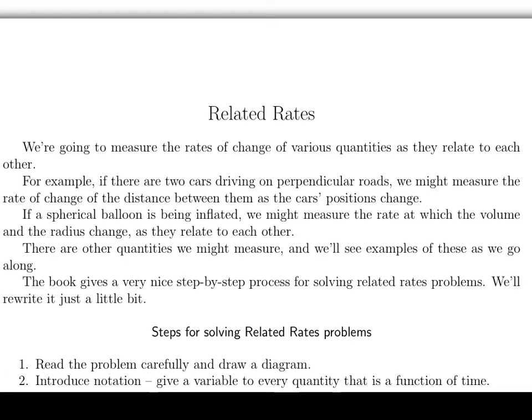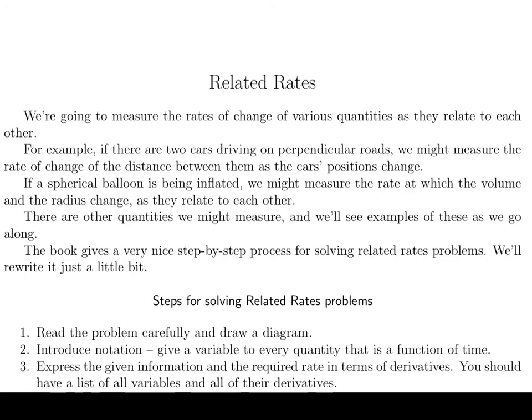We're going to want to introduce some notation. Basically, we want to have a variable for every quantity that's a function of time. It could be a distance, it could be a volume, it could be all kinds of things that we're measuring that changes as time changes. You want to express the information that's given and the rate that we're looking for in terms of derivatives. And you should always have a list of all the variables and all the derivatives. I'll be doing this with various example problems that we'll be going through.